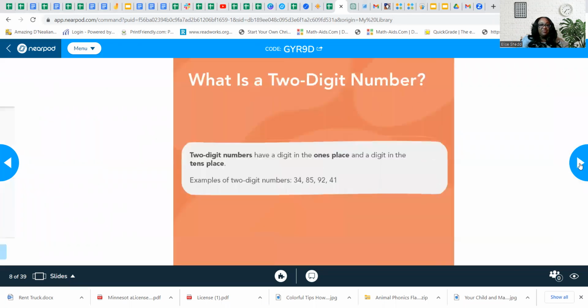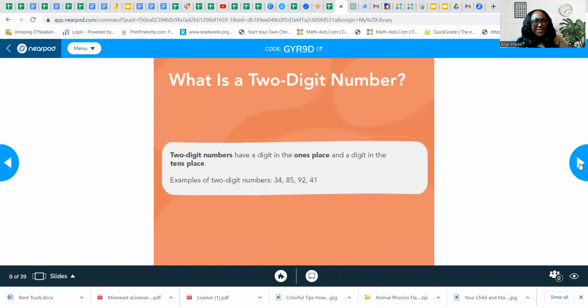Let's move onward. Now let's review what a two-digit number is. Two-digit numbers have a digit in the ones place. Remember, we learned that in first grade, our tens place and then our ones place. And of course, the tens place is on the left and the ones place is on the right side. When you have two-digit numbers, you could definitely raise your hand and give me some two-digit numbers. Two-digit numbers have a digit in the ones place and a digit in the tens place. For example, two-digit numbers 34, 85, 92, and 41.